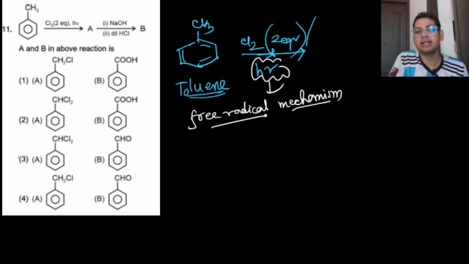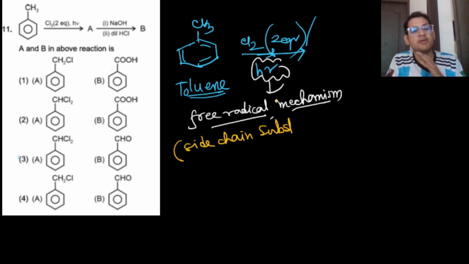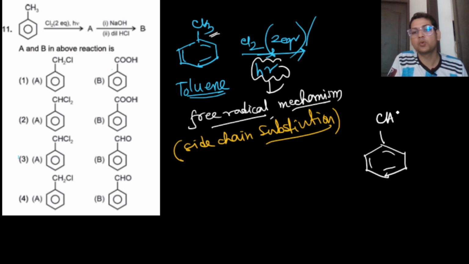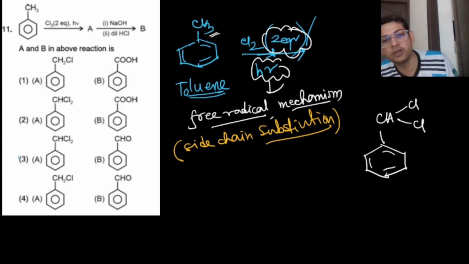Free radical mechanism means you will not get ring substitution, but you will get side chain substitution. Whoever has taken classes from me, I have done this question several times. Side chain substitution means 2 hydrogens from here will be substituted by 2 chlorine atoms. Why 2 chlorine? Because 2 equivalent is given. If 1 equivalent was given, I would do 1 substitution; if 3 equivalent, 3 substitutions.